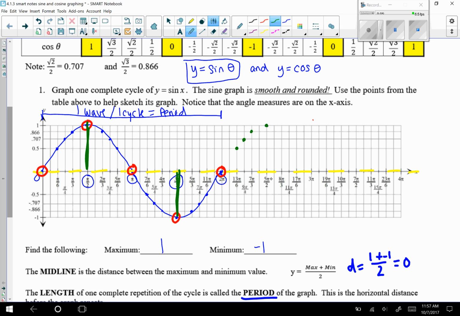And again, we can just use our key points. So after 5 pi over 2, the next key point value that we would have would be here at 3 pi. So that would be here. And then we could keep going. The next key point would be at 7 pi over 2, so -1, and 4 pi. And of course, then we can connect our graph. Now you can see the second wavelength or cycle. So this would be the second.